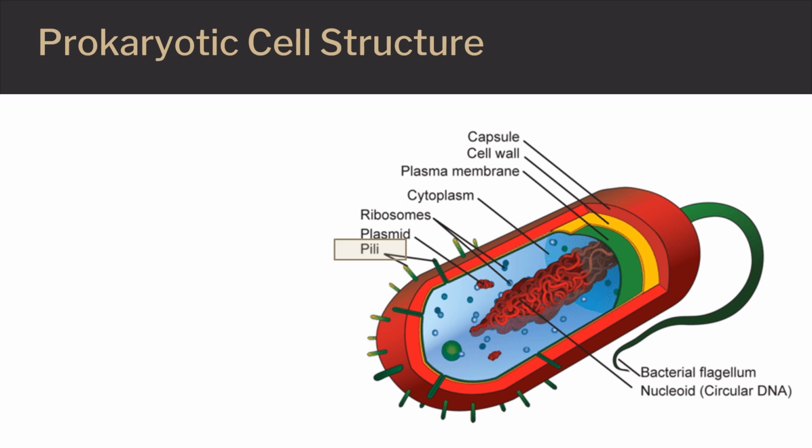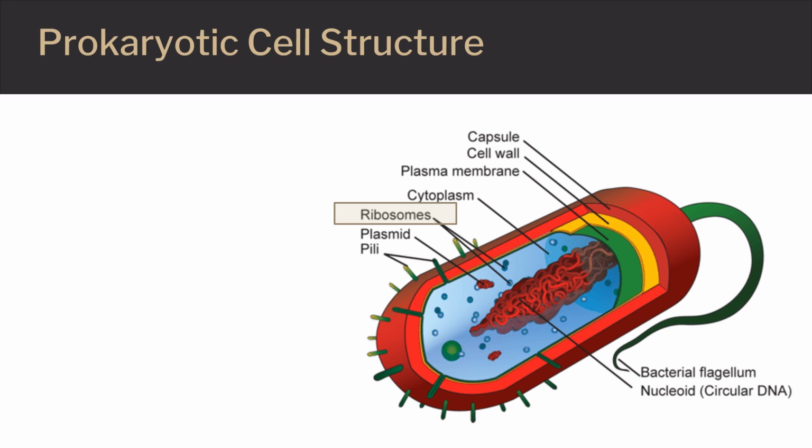Let's take a closer look at the structure of a prokaryotic cell. In this diagram, we can see the simple structures common to these cells. The pili are attachment structures on the surface of some prokaryotes. The nucleoid is the area of the cell where the genetic material is found. This differs from the nucleus in eukaryotic cells in that it is not enclosed in a membrane to separate it from the cytoplasm. Ribosomes are structures that synthesize proteins.